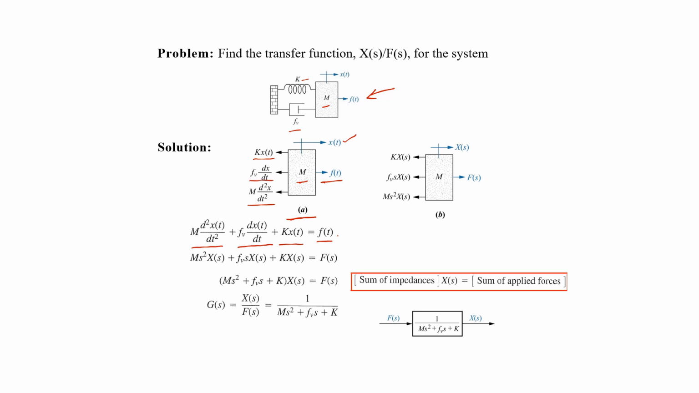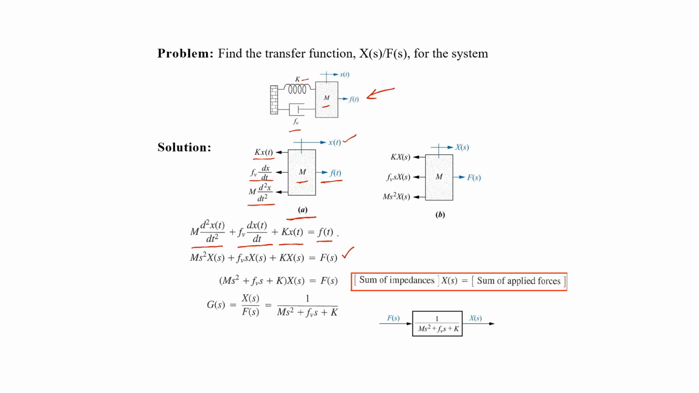From here we can see that we can represent this force by a negative sign on the other side and equate this whole equation to 0, or we can move the applied force to the right side, and now we can represent this whole equation as equal to f of t. After this, we apply the Laplace transform and we find this equation.